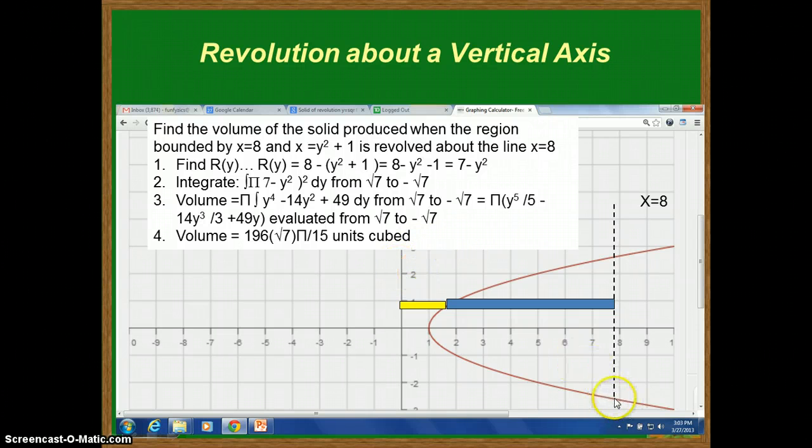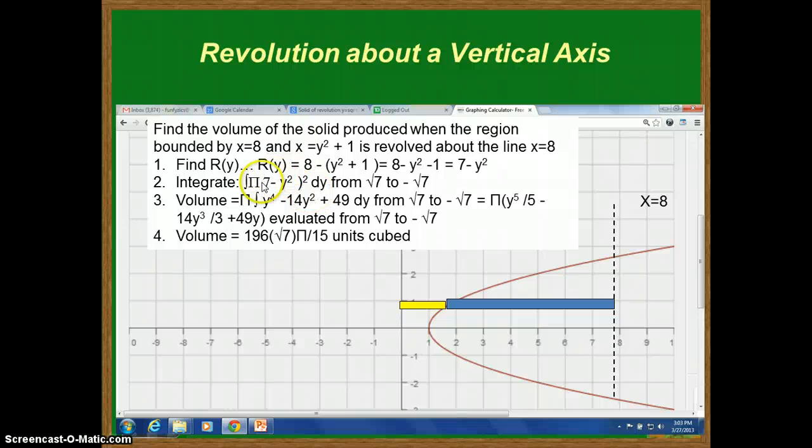And down here, it's just going to be the negative square root of 7, because 8 has to equal y squared plus 1, and that can be either positive root 7 or negative root 7. So those are our upper and lower limits of integration, and that's where you see this right here.